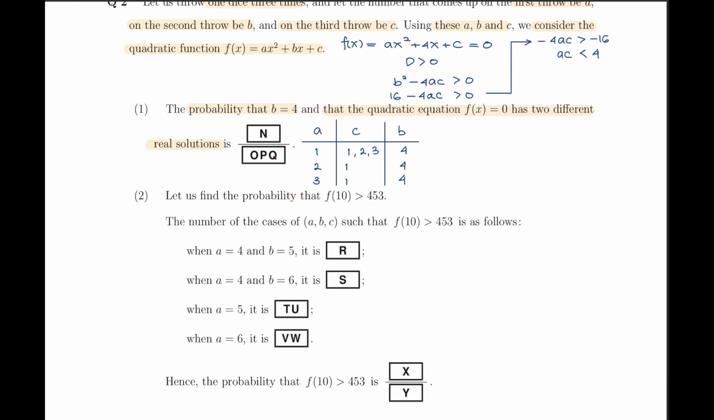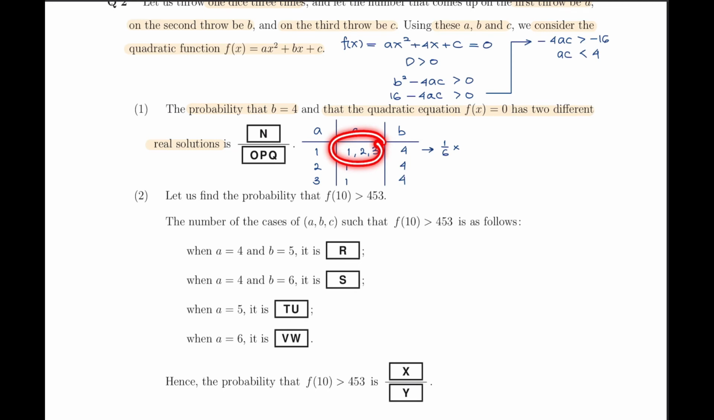After I got this table, I can find the probability. What is the probability that A equals 1? It is 1 over 6. When we throw a dice, what is the probability that 1 is coming up? That is 1 out of 6.